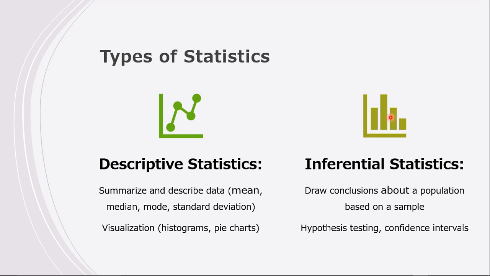Now, inferential statistics is another branch of statistics. What is involved in inferential statistics? So here, this is where we now go into details. We start drawing conclusions about a population based on a sample. The two terms here to take note of are sample and population.